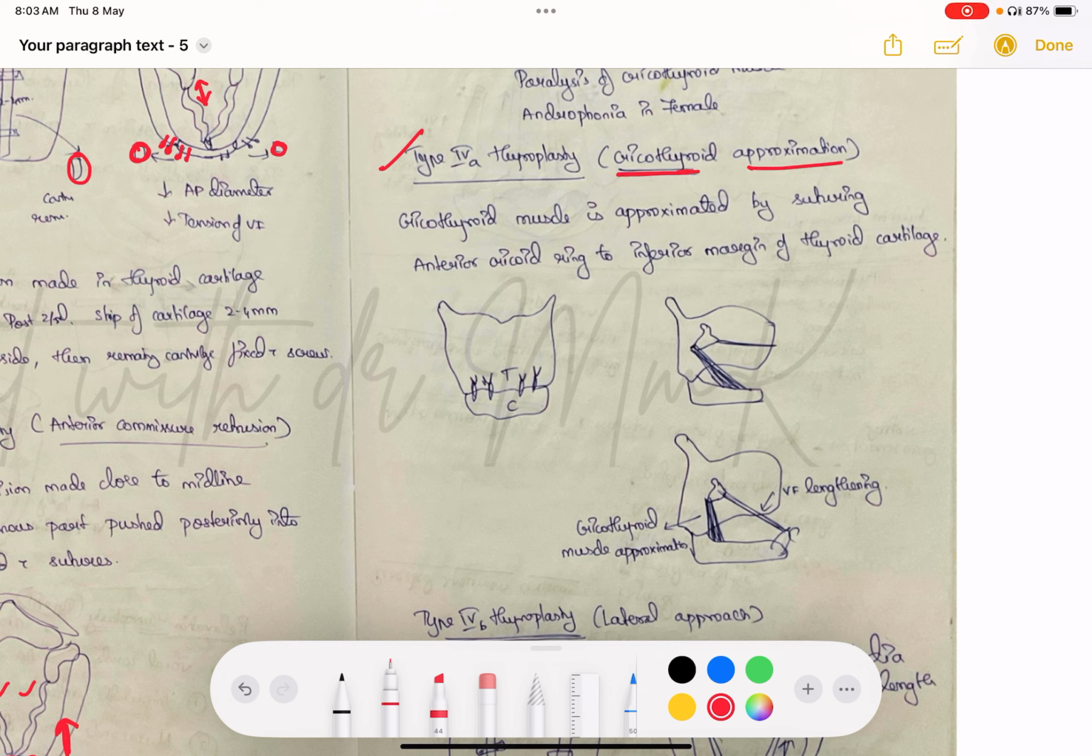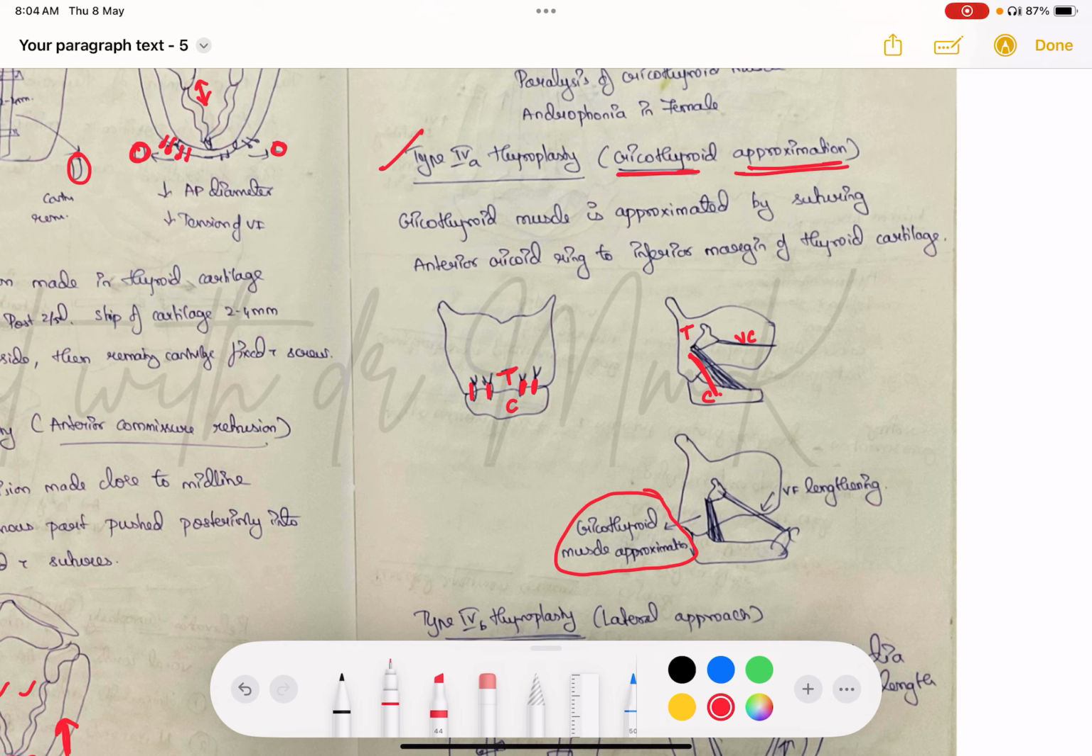This is called cricothyroid approximation. This is the cricoid cartilage, this is the thyroid cartilage. This is the vocal cord. Okay, we already know the important tensor of the vocal cord is the cricothyroid muscle. By suturing the cricoid cartilage to the thyroid cartilage, we'll make 2 sutures on the right and 2 sutures on the left, and approximate the cricoid and the thyroid cartilage. What will happen when they are approximated?